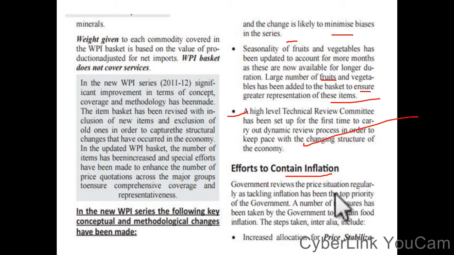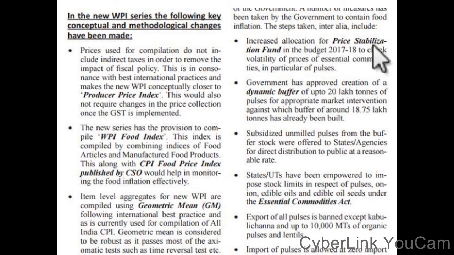Government reviews the price situation regularly. A number of measures have been taken, including increased allocation for the price stabilization fund in the 2017-18 budget to check volatility of prices of essential commodities, in particular of pulses. The government has approved the creation of a dynamic buffer of up to 20 lakh tons of pulses and appropriate market intervention, with a buffer of around 18.75 lakh tons already built.